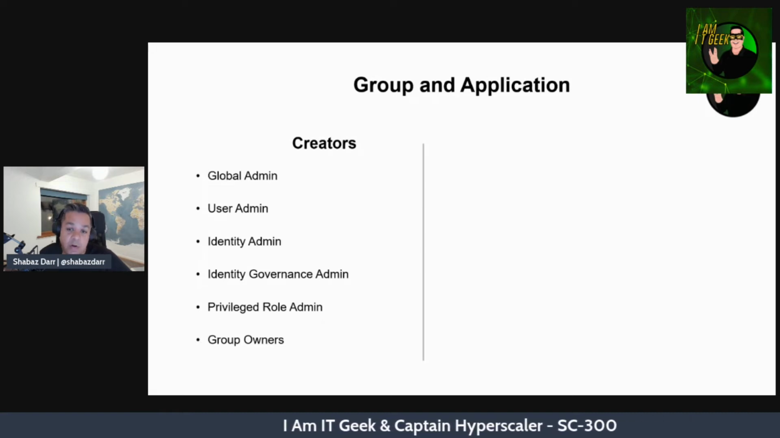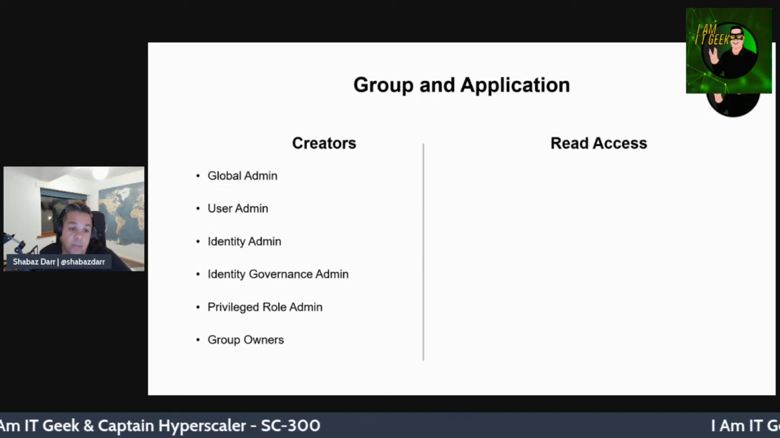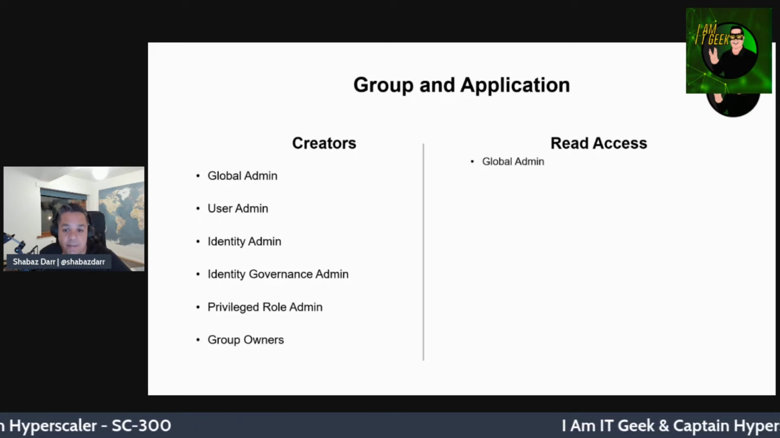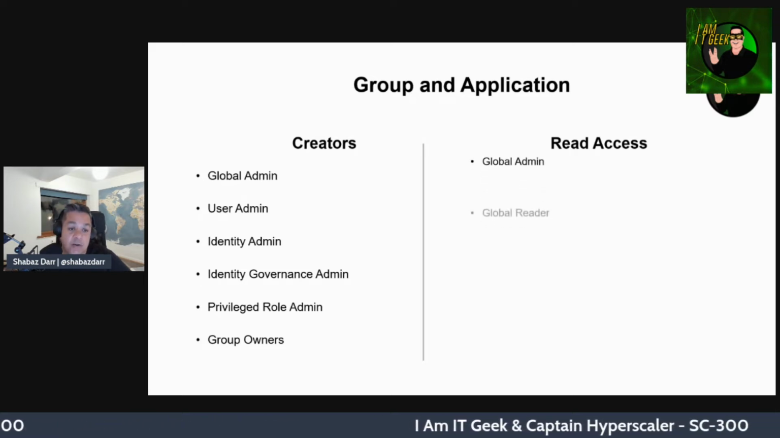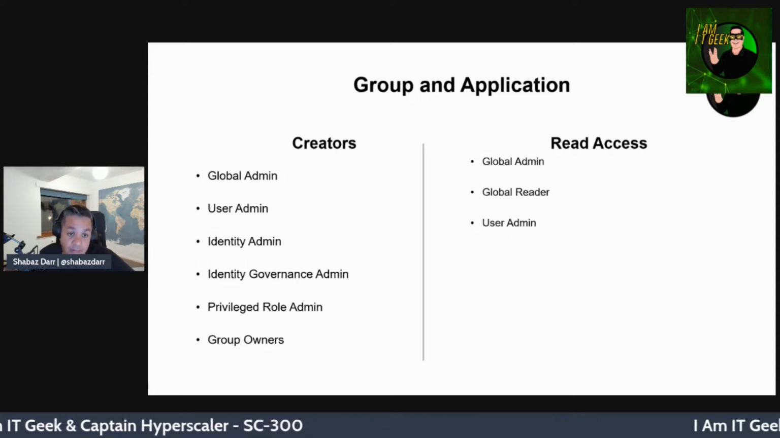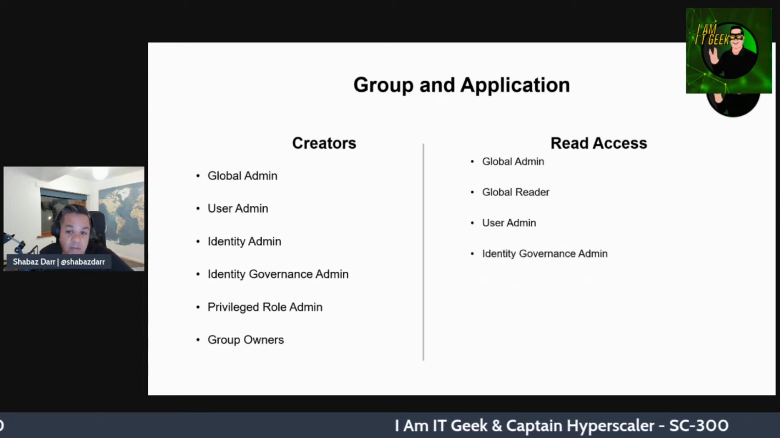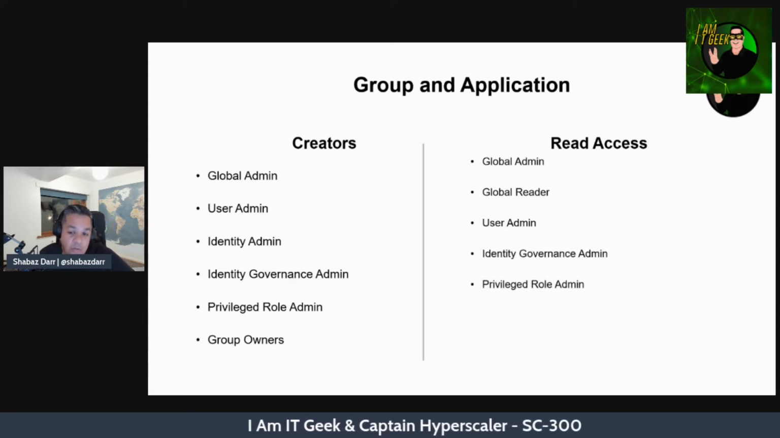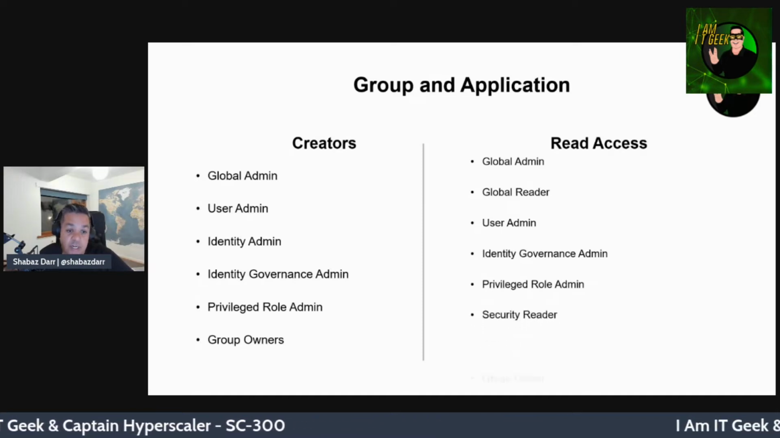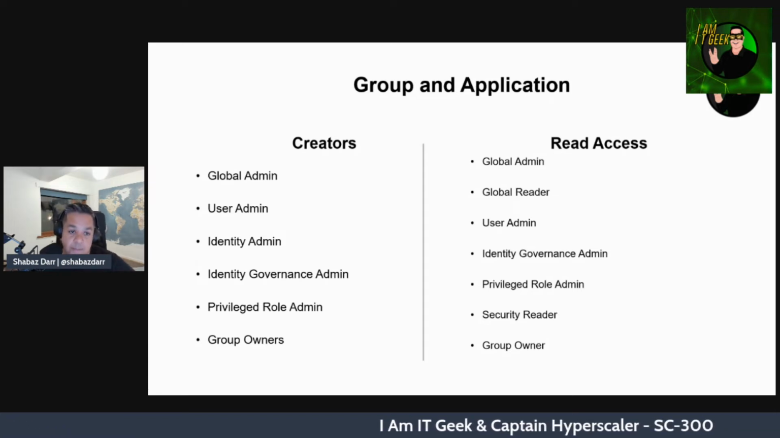But then on the other side, we've got read access as well. So again, global admins, because they obviously have creator access. Global reader as well, they can read access to access reviews and manage them. A user admin is also able to do that, as well as your identity governance admin and privileged role admin. So the same roles really, in addition to security reader and your group owner as well. So again, similar roles with a few additions for read access.